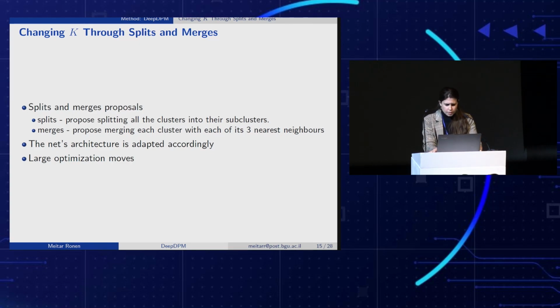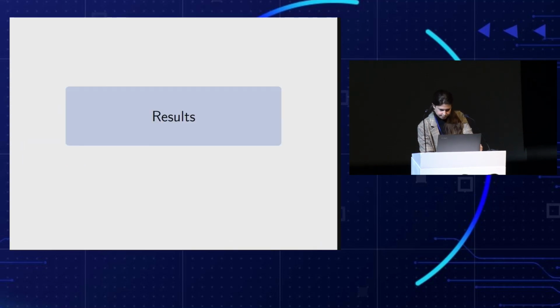Also, splits and merges can be seen as large optimization moves. So think, for example, of a big cluster which is split. Many, many data points change their labels simultaneously, which can be seen as a large move on the optimization surface. Okay.